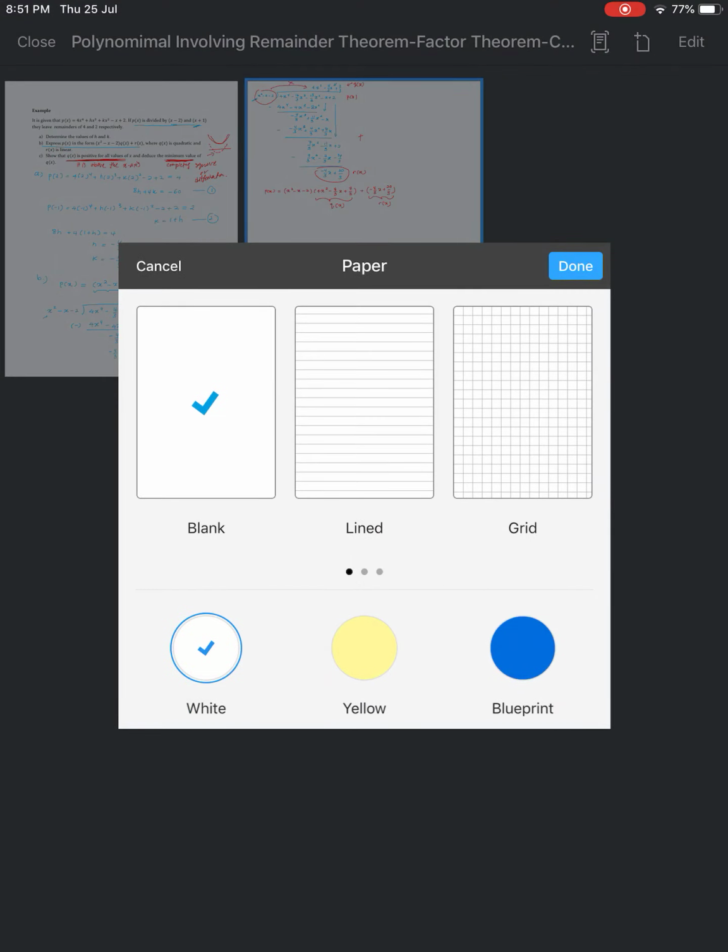I'm going to add another page here for part C. Now in part C, how do we show that it is always positive?